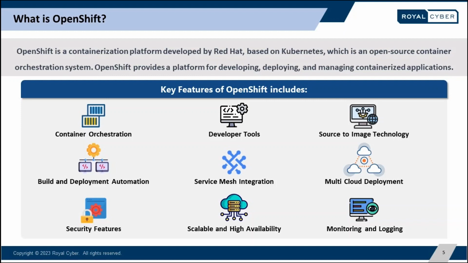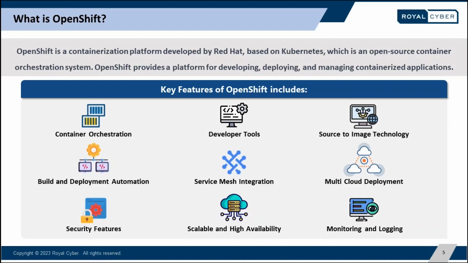Then the fourth, build and deployment automation. OpenShift automates the build and deployment process, enabling continuous integration and continuous delivery workflows. This helps teams deliver software updates more efficiently. Then service mesh integration. OpenShift integrates with service mesh technologies such as Istio to enhance communication, security, and observability between microservices within the application.